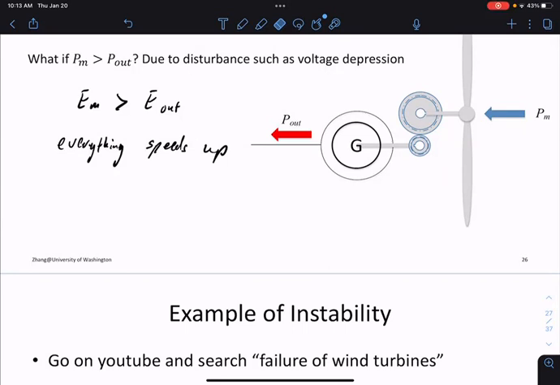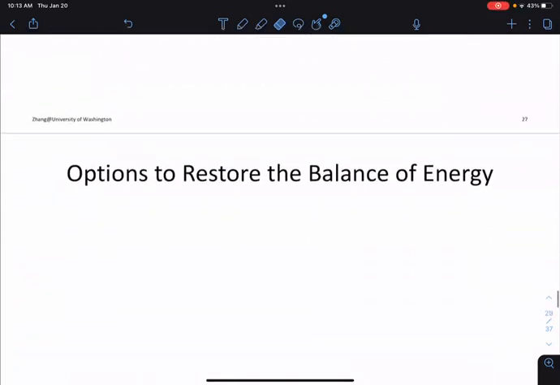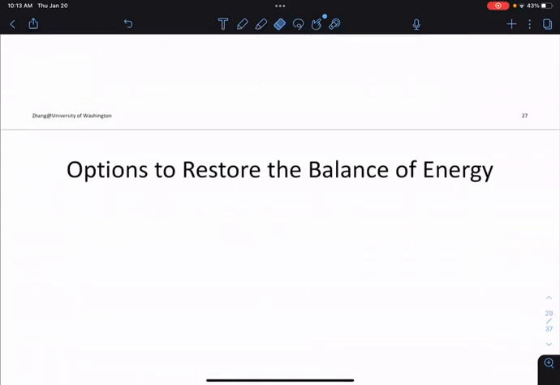So how do you deal with stability? It's a huge problem for this kind of turbine. How do you deal with it? You don't want things to blow up. So there are two options to restore the balance of energy. The first option is just to reduce mechanical power.